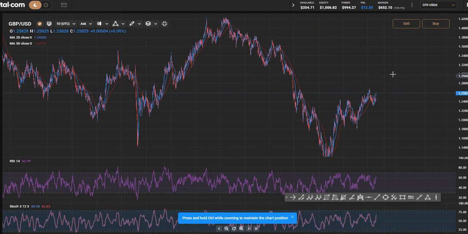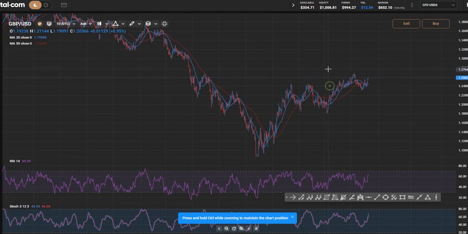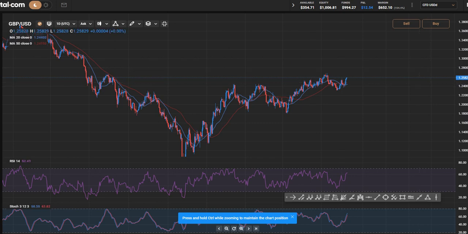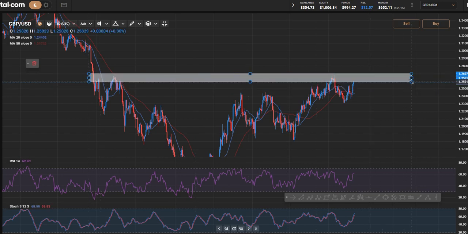Okay, so we are currently at this level here. You can see that we got indeed a rejection here. So we came down, we do have an imbalance going on in this region. You can clearly see, nice, an imbalance going on here.